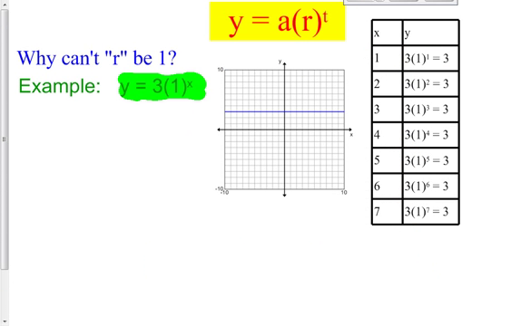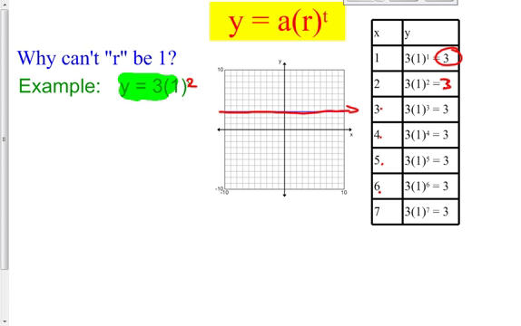Here's the reason for that. Students ask this all the time. If you have a base of 1, well, what's 1 raised to the first? What's 1 times 3? It is 3. Okay? So what happens if x is 2? 1 squared is 1, and 1 times 3 is 3. Same thing if you were to do 3, 4, 5, 6, and 7 for x, you would constantly get 3.